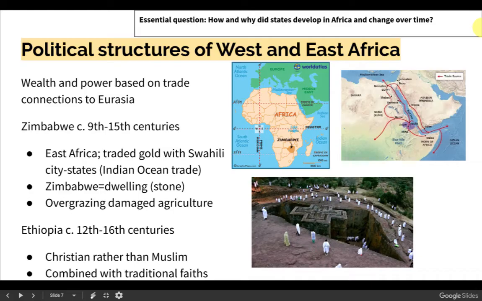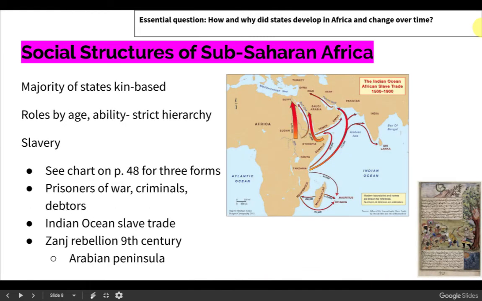Due to its location, Aksum was able to connect to Indian Ocean trade as well as trade to the north along the Mediterranean Sea, giving it an especially valuable opportunity. As we move from economic and political themes to social structures, it's important to remember that the vast majority of states in sub-Saharan Africa were kin-based, which we discussed at the beginning of the chapter.